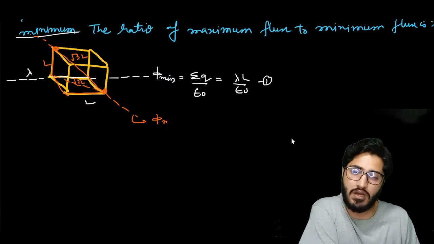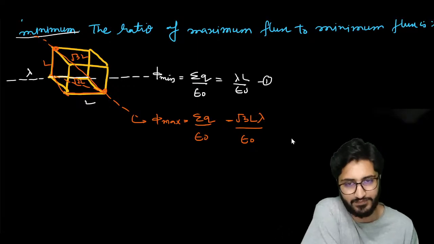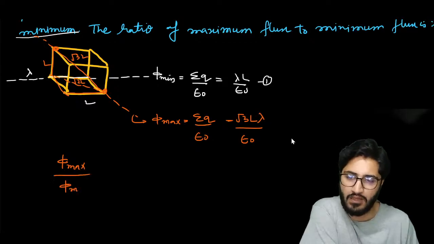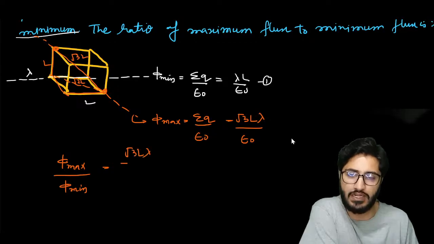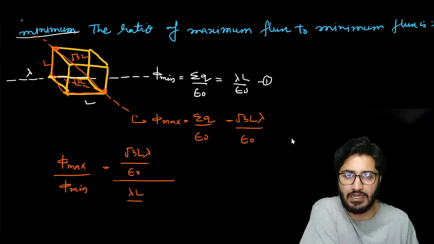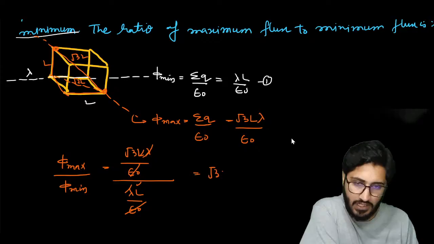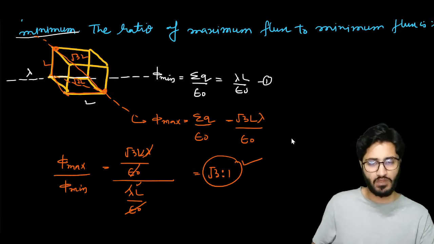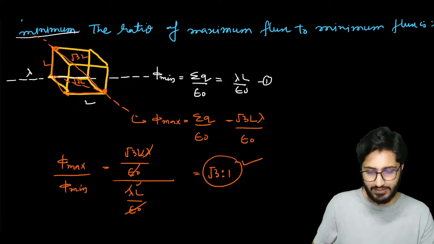Sir, my maximum flux will be equal to the summation of charge divided by epsilon naught. Is it root 3 times L lambda divided by epsilon naught? Yes, sir. Done. So what is my maximum flux to minimum flux? Maximum flux is equal to root 3 L lambda divided by epsilon naught. Minimum is lambda L divided by epsilon naught. Lambda cancels out, L cancels out. I guess my answer is root 3 is to 1. This is my answer.